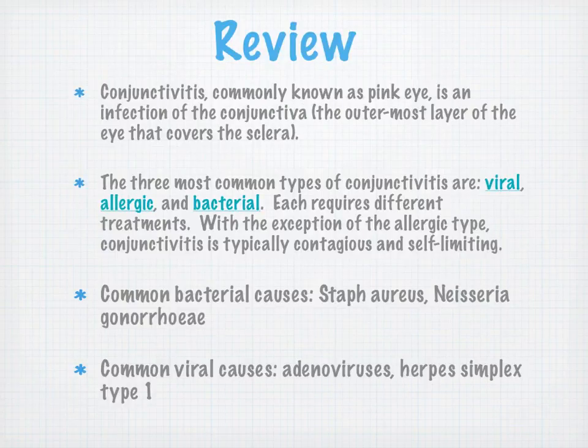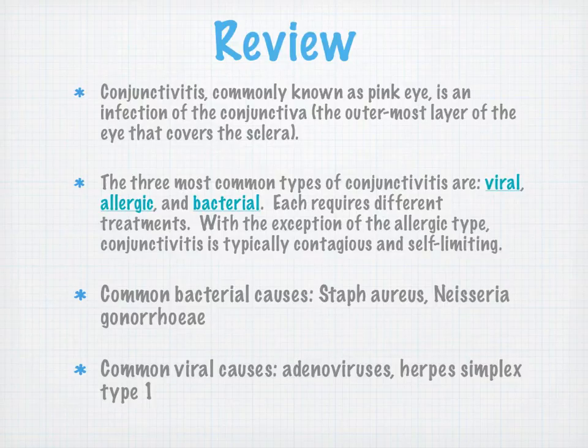So what is conjunctivitis? Well, it's commonly known as pink eye, and it's an infection of the conjunctiva. And the conjunctiva is the outermost layer of the eye that covers the sclera. The three most common types of conjunctivitis are viral, allergic, and bacterial, and each one requires different treatments. With the exception of the allergic type, conjunctivitis is typically contagious and self-limiting. So yeah, you can give it to somebody else, but it is eventually going to go away.